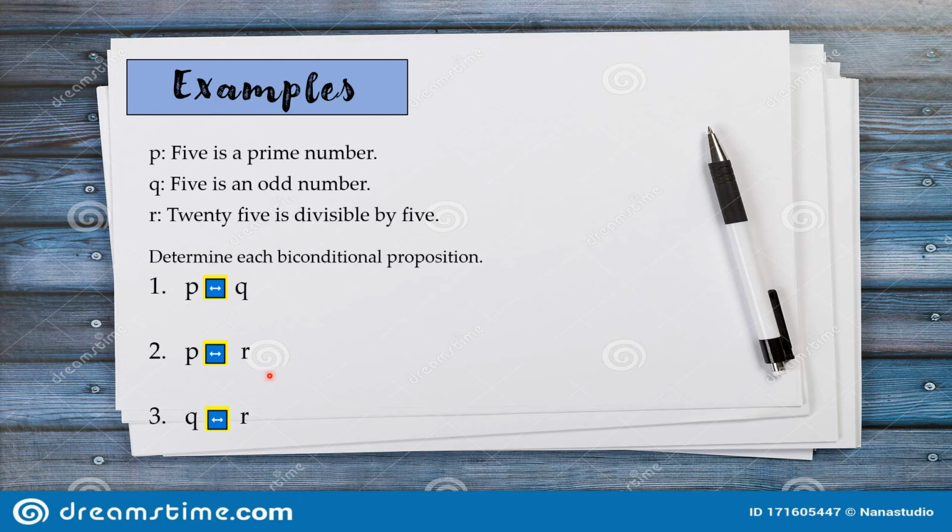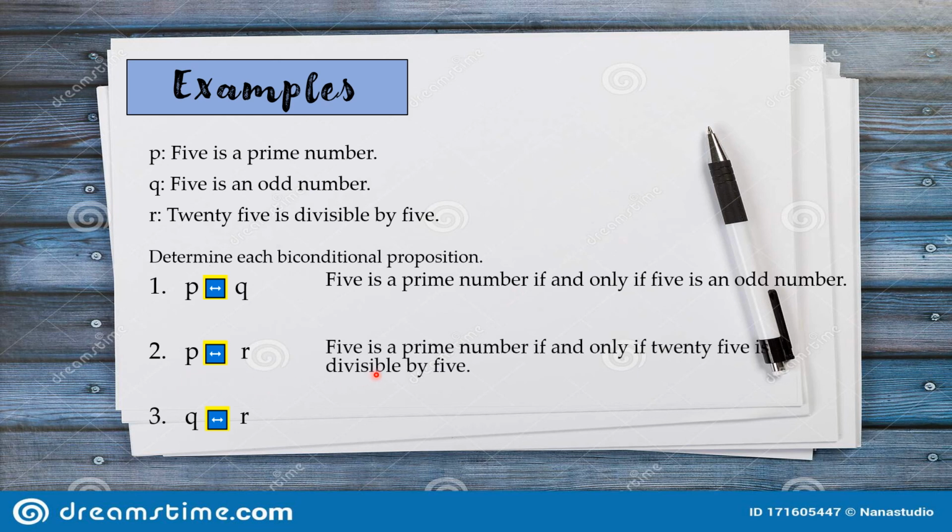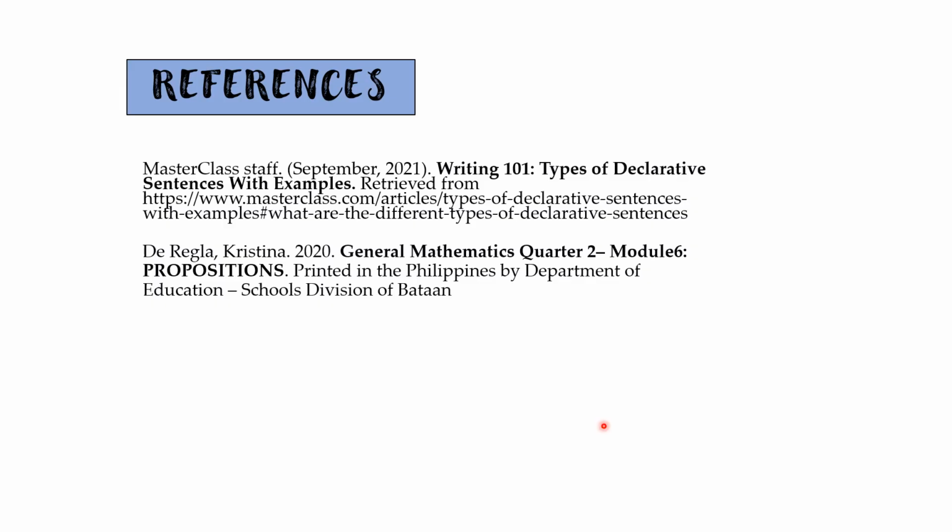Another examples for biconditional proposition, P if and only if Q: 5 is a prime number if and only if 5 is an odd number. P if and only if R: 5 is a prime number if and only if 25 is divisible by 5. Q if and only if R: 5 is an odd number if and only if 25 is divisible by 5.